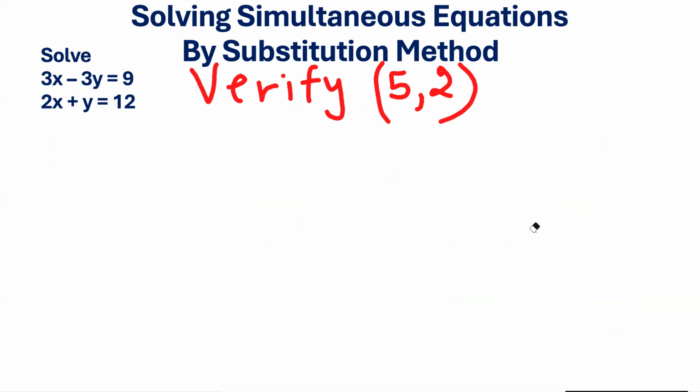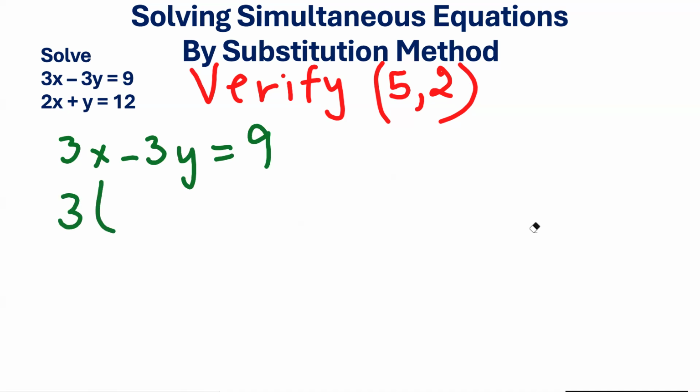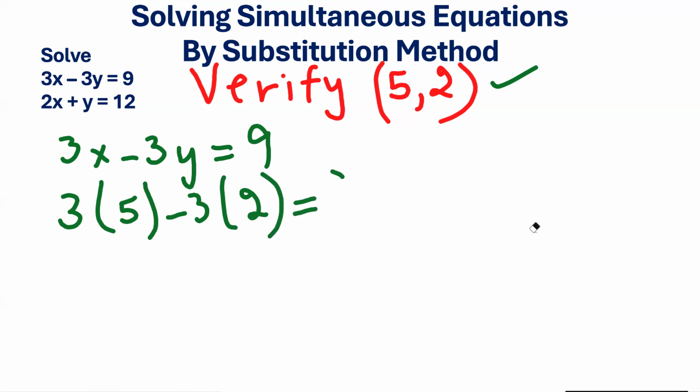Let's verify from equation number 1. What is equation number 1? 3x minus 3y is equal to 9. Substitute these two values. x is equal to 5 and y is equal to 2. 15 minus 6 is 9. So 9 is equal to 9.